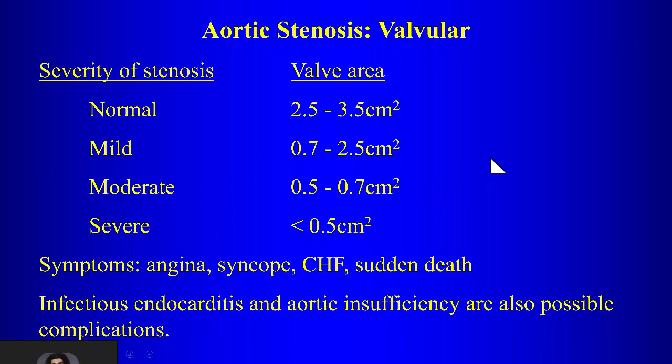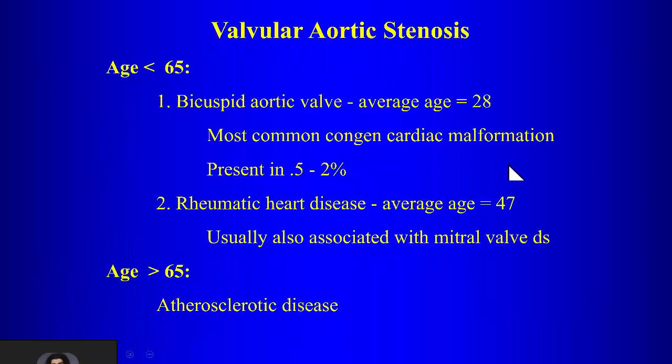And you're familiar with the symptoms of aortic stenosis and, of course, the complications of aortic stenosis: endocarditis, aortic insufficiency. Whenever the aortic valve is damaged, you not only can get stenosis, but you can also get aortic insufficiency. So for the younger patients, aged less than 65, the bicuspid aortic valve is going to be the most common cause of aortic valve stenosis. Bicuspid aortic valve is the most common congenital cardiac malformation, present in about 0.5 to 2% of the population. And then rheumatic heart disease is the second most common cause in that younger age group.